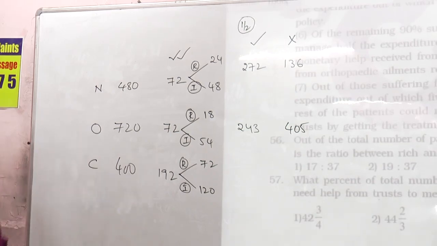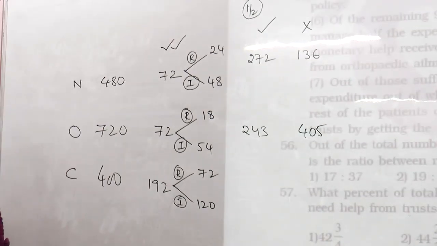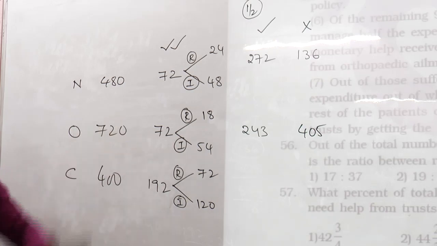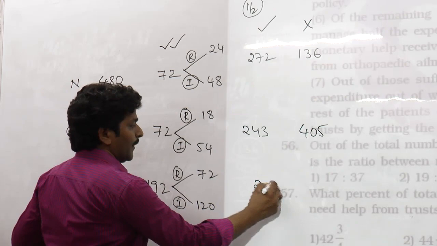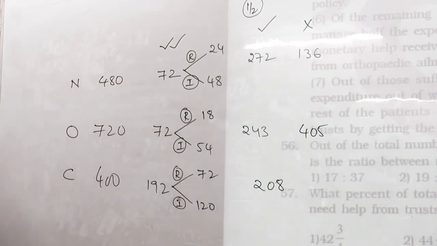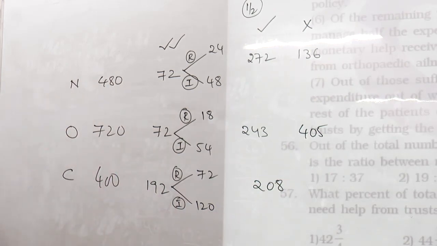While the rest of the patients could manage by getting partial help from the hospitals, trust, by getting the treatment at concessional rates. Rest of the people can manage. Out of 400, 192 is over, remaining is 208. Come on. Question number 56.